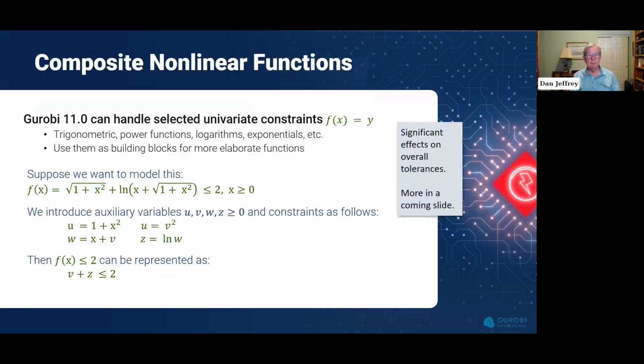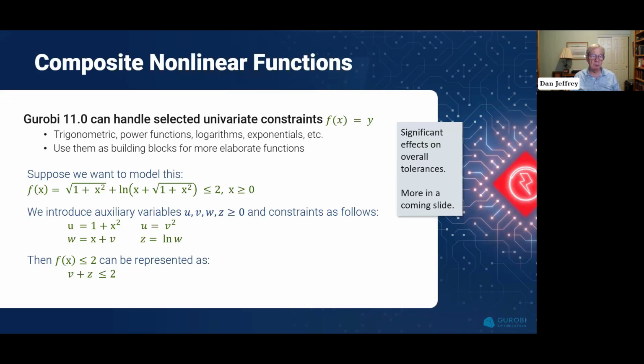But the one thing to notice here, those are all univariate functions. All of these take one variable. And so how do we express something more complex like this? I can't put in that full equation into Gurobi. So how do I express that?